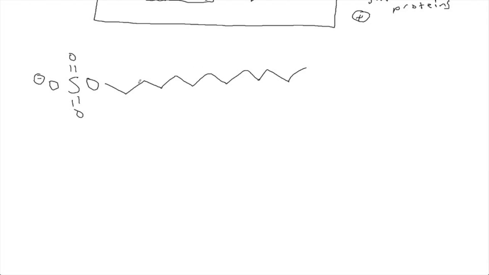So let's see, it does two things. First of all, all of the proteins will now be covered with sodium dodecyl sulfate. And notice each sodium dodecyl sulfate has a negative charge. So what these negative charges do is they kind of swamp the charges that the proteins originally had.